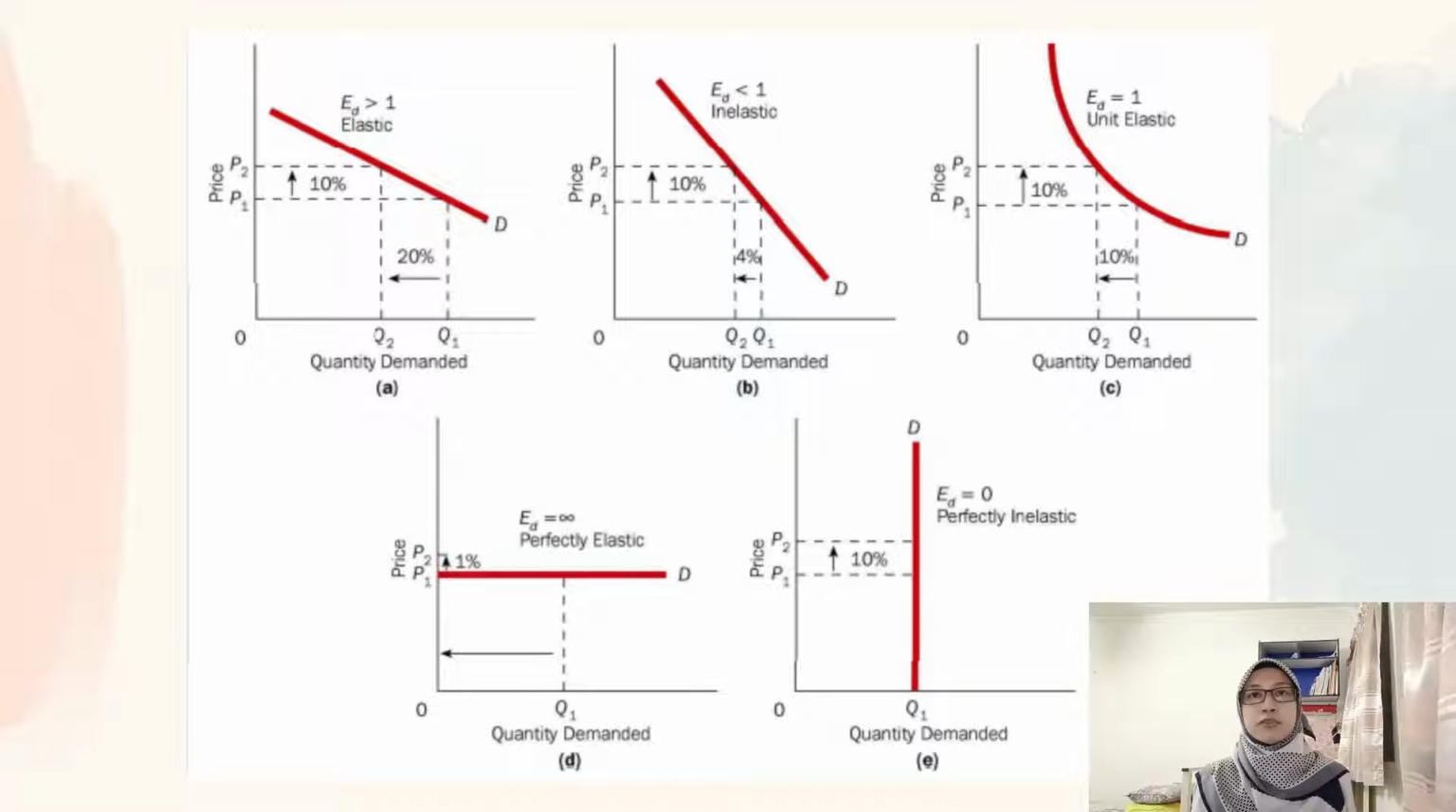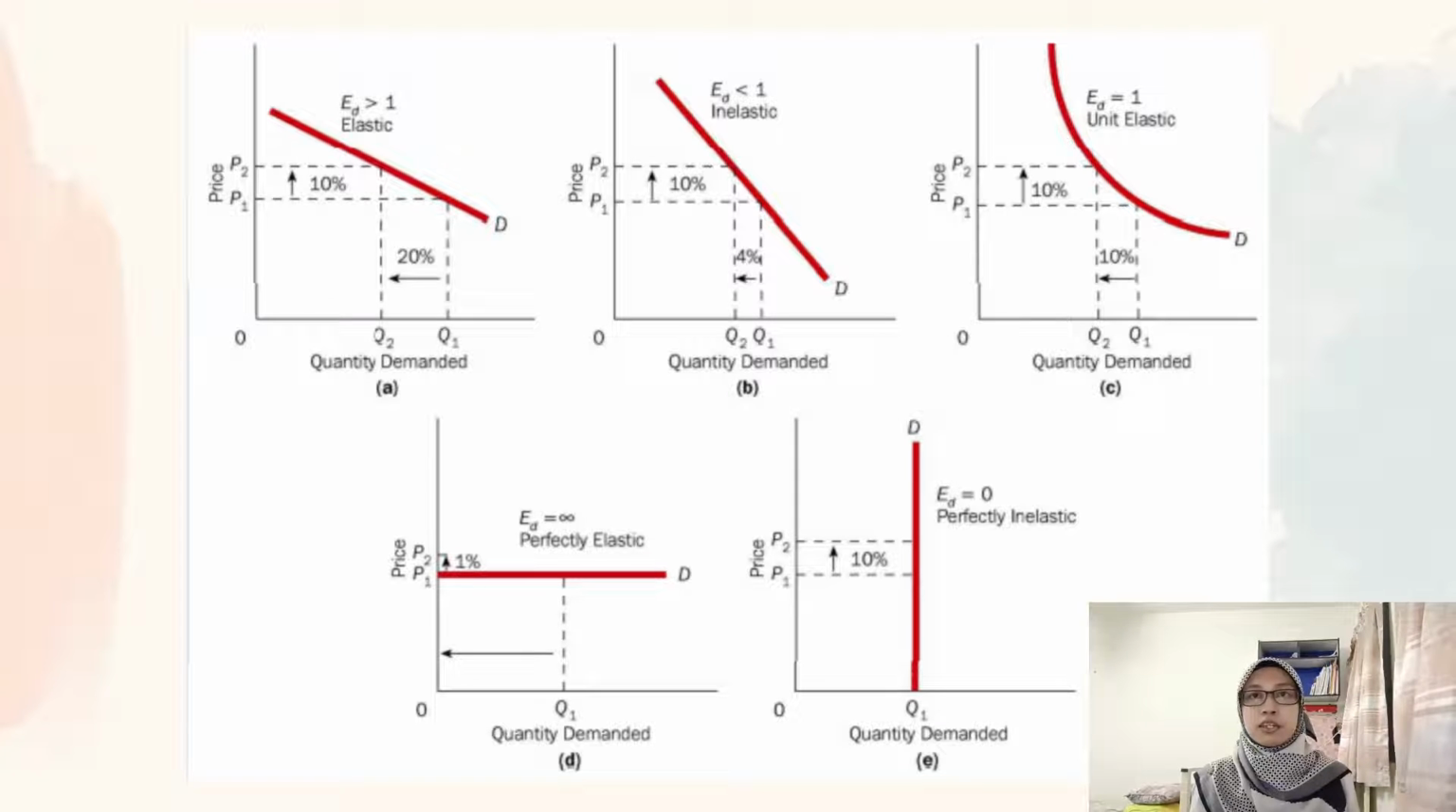The figure above shows the elasticity of demand. Graph A is elastic. From this graph, the percentage change in quantity demanded is greater than the percentage change in price. Graph B is inelastic. The percentage change in quantity demanded is smaller than the percentage change in price. Graph C is unit elastic, which means the percentage change in quantity demanded is equal to the percentage change in price.